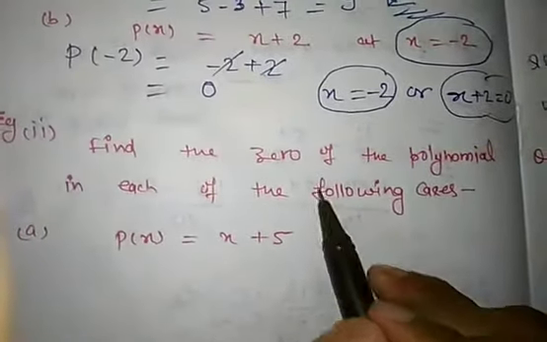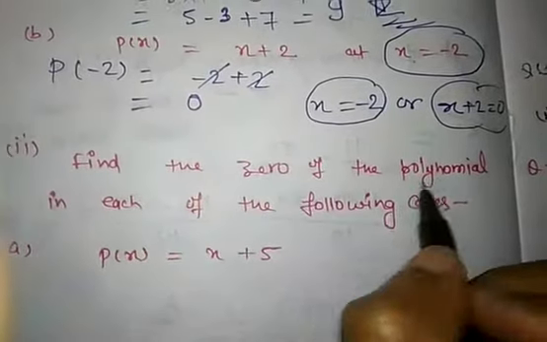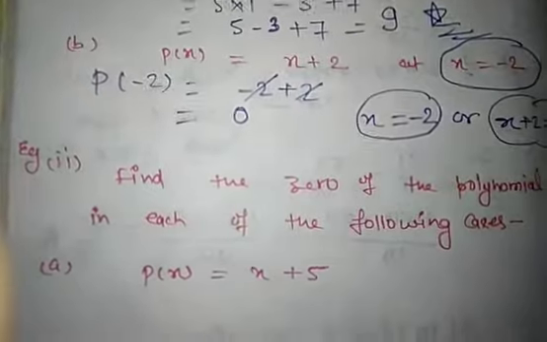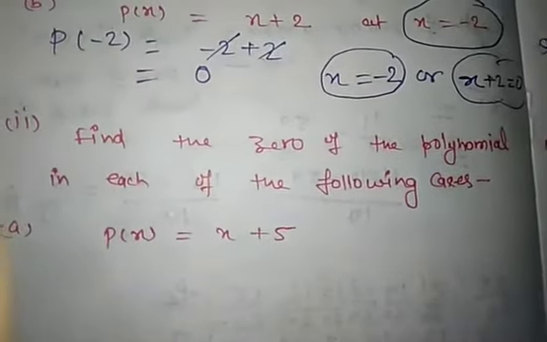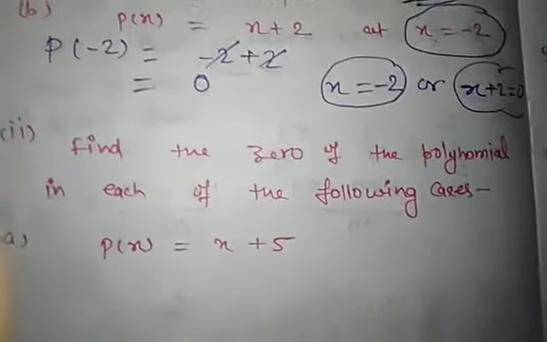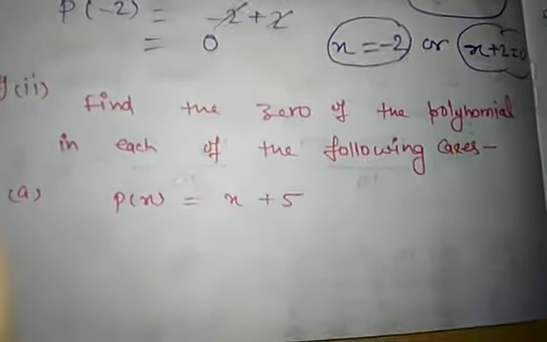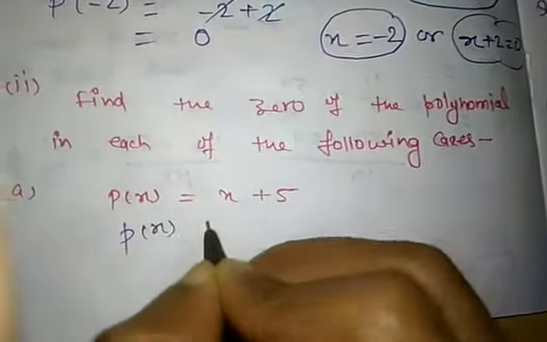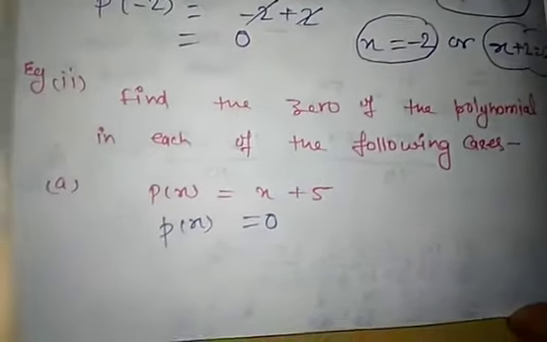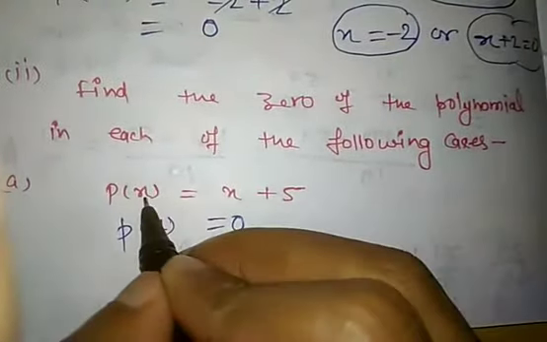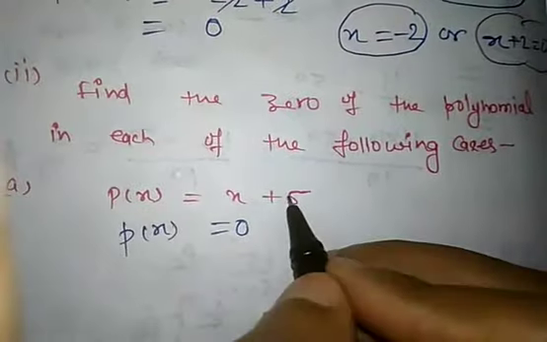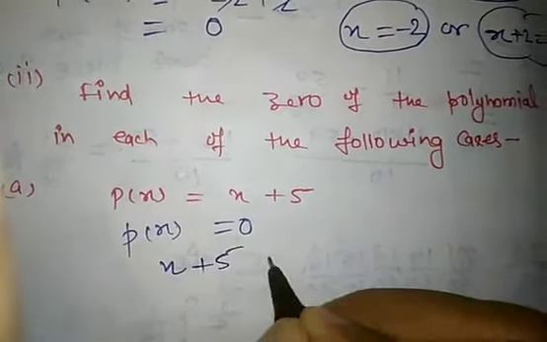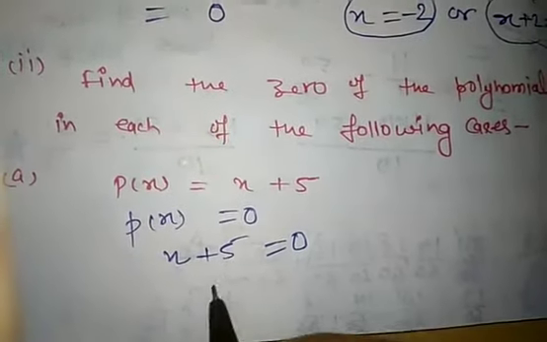Again, how to find the zeros of the polynomial? Find the zero of the polynomial in each of the following cases. We have given a question. In this question, we are trying to find the zeros of the polynomial. It is easy: write p(x) is equal to 0. And now put in the value of p(x), it is x plus 5. So x plus 5 is equal to 0.